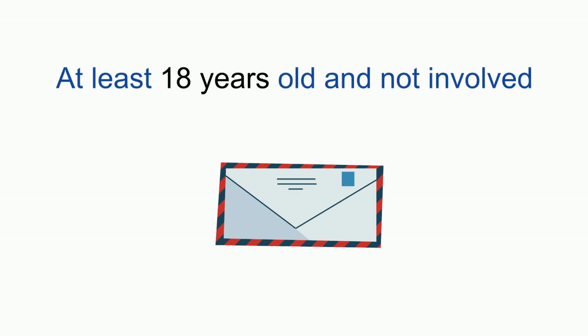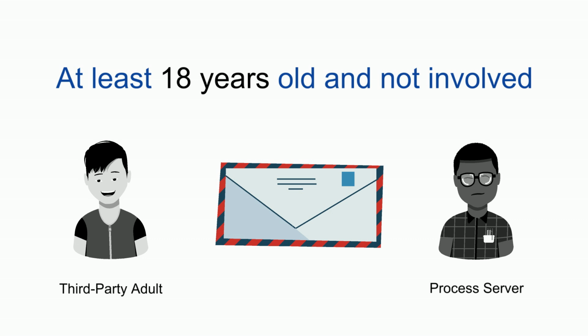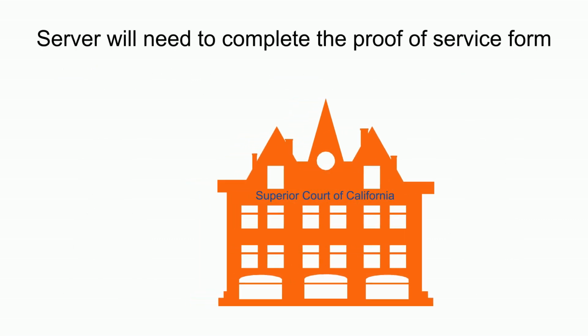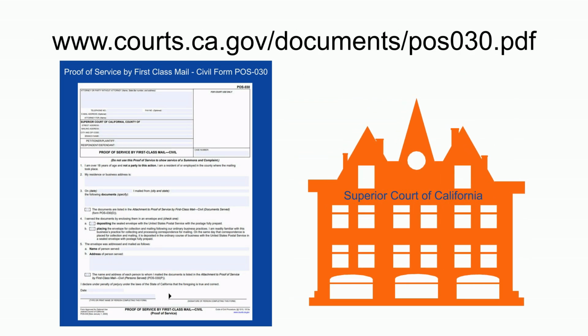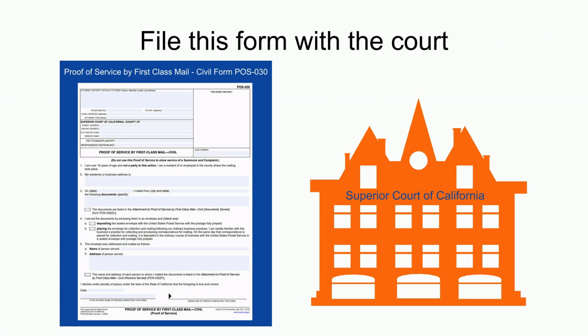Next steps. A copy of the answer will need to be served by mail to the plaintiff or plaintiff's attorney by someone over the age of 18 and not a party to the case. The server will then need to complete the proof of service, Form POS-030. You will need to file this form with the court.